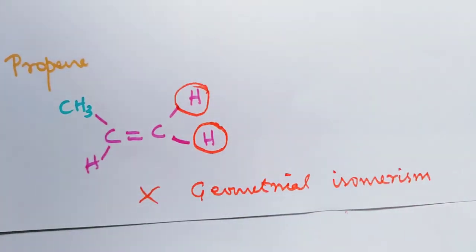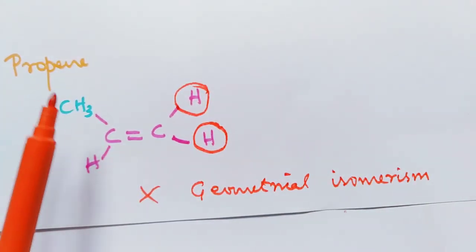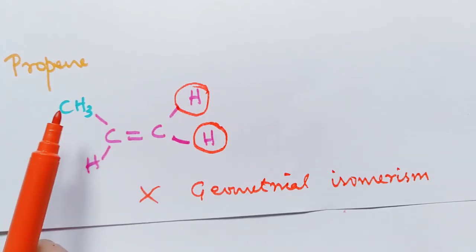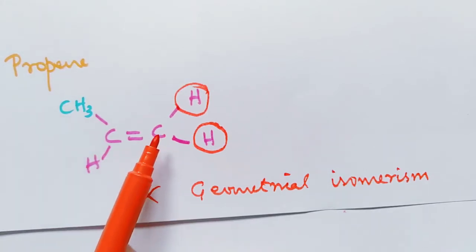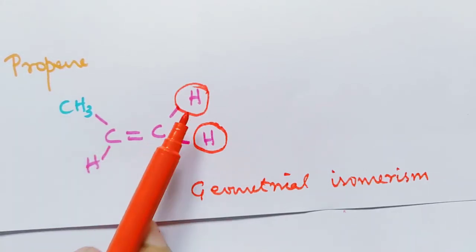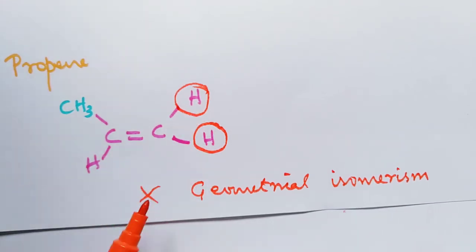So you have to know that not all alkenes show geometrical isomerism. Only those alkenes in which the double bonded carbon atom is attached to two different atoms or groups, only those will show geometrical isomerism. But like in this case, we see that this double bonded carbon atom is attached to two similar groups, hence it does not show geometrical isomerism.